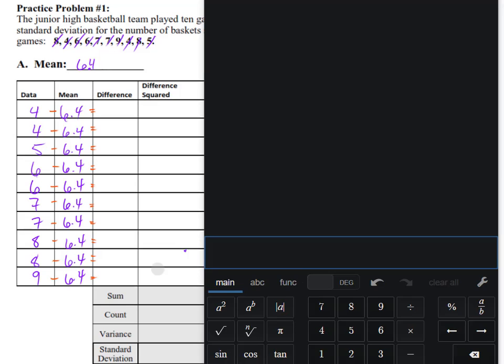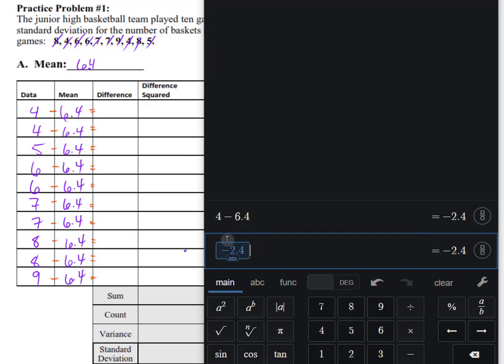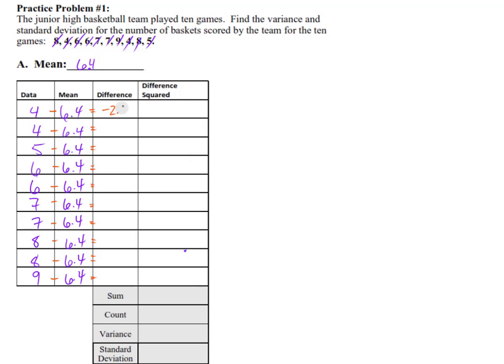So let me do some of these. Okay, so for our first one here, 4 minus 6.4, and hit enter. Okay, there's our answer. And I'm going to tell it to take the answer. On your normal calculators, you can just press the square key next. And we want to take our answer and square it. We see we get 5.76. So negative 2.4, and then 5.76. Okay, so find the difference and then square it, and do that for each data piece.